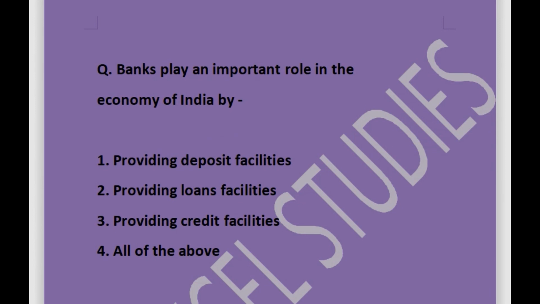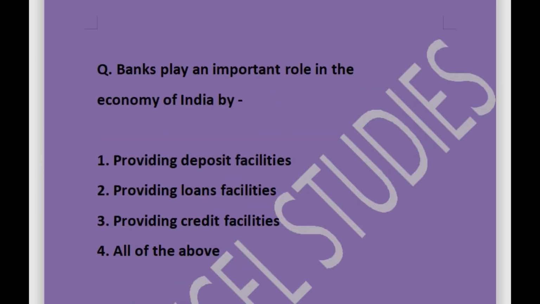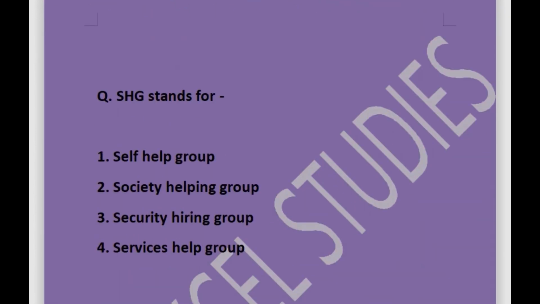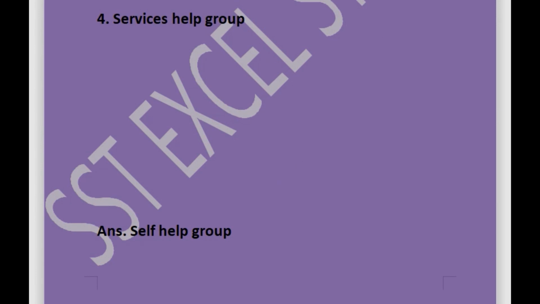Next question is, bank plays an important role in the economy of India by. Options are providing deposit facilities, providing loan facilities, or providing credit facilities, or all of the above. Answer is all of the above. Next question is, SHG stand for. Options are self-help group, society helping group, security hiring group, or service help group. Answer is self-help group.